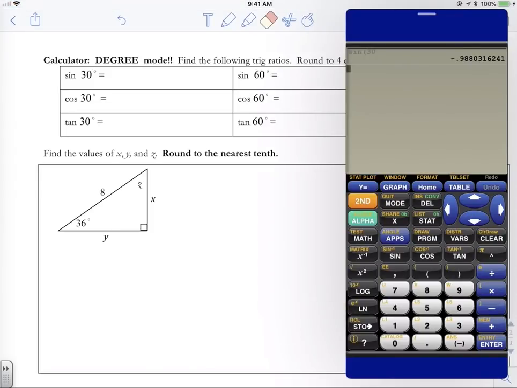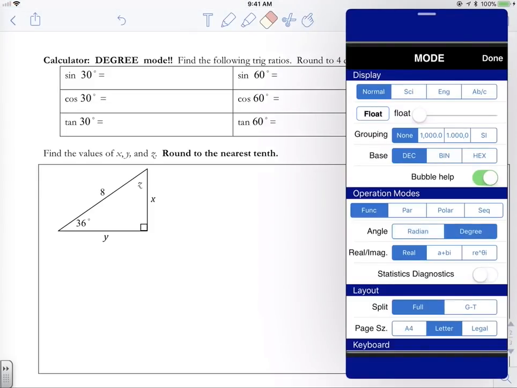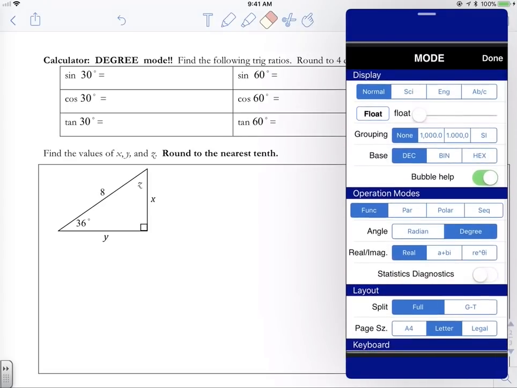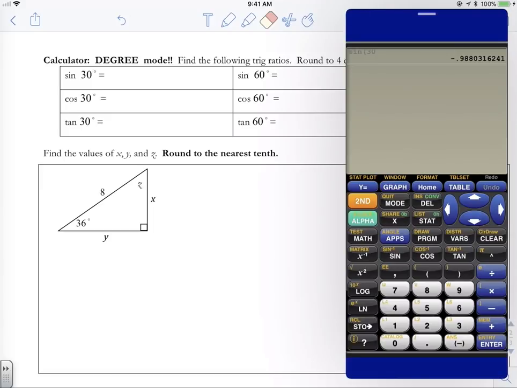Okay, so now we're going to use the calculator. And so you want to make sure your calculator is in degree mode rather than radian mode. So there's two different ways to measure angles. One of them is radians, one of them is degrees.